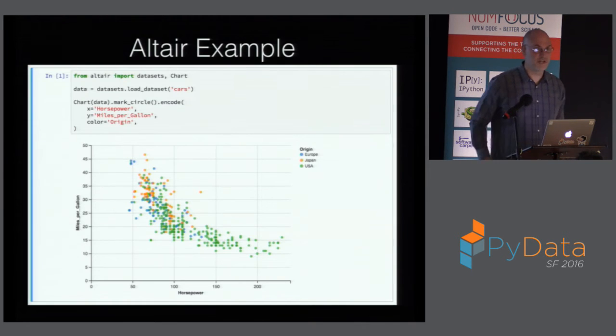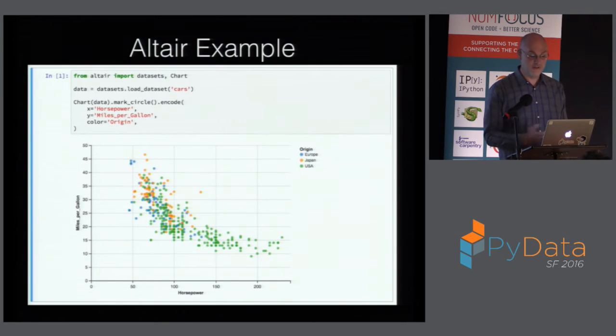So here's a simple Altair example. Right now, the default renderer that we have works in the Jupyter Notebook. So if you run Altair in the Jupyter Notebook, it just magically works, and it's using the JavaScript libraries for D3, Vega, and Vega-Lite.